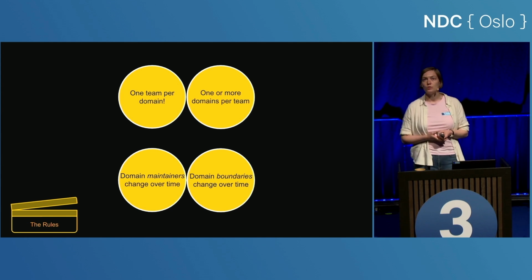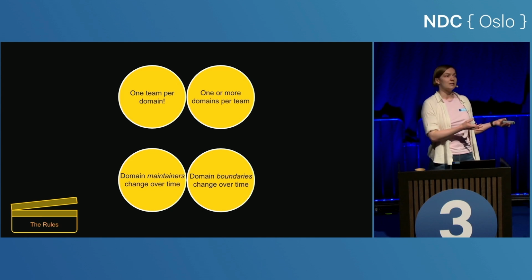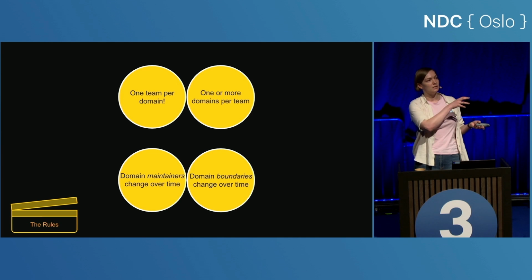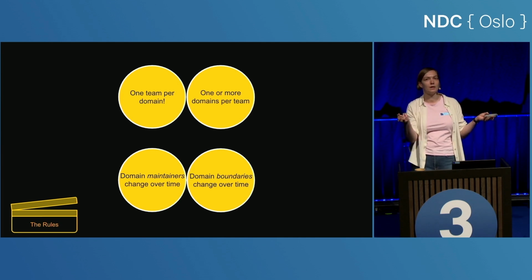There are some rules. I'm sure there are other rules. These are the ones that I wanted to talk about today. The most important one is that you only have one team per domain. So teams never share a domain. But one team can maintain several domains for various reasons. Something else that's important is that the domain boundaries will change over time, and the domain maintainers may change over time. So in Finn, we have some domains that have been around for a long time, but actually the team working on them has changed, but the domain remains because it's an important part of the marketplace business.